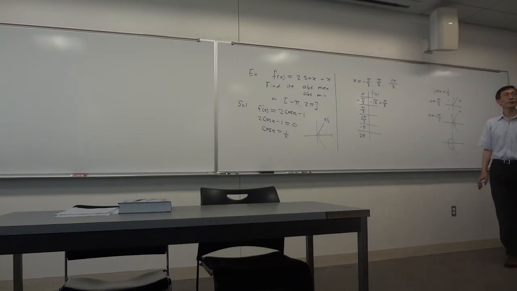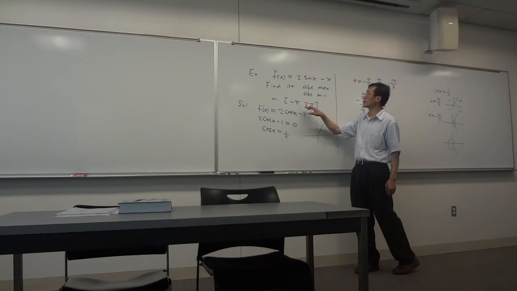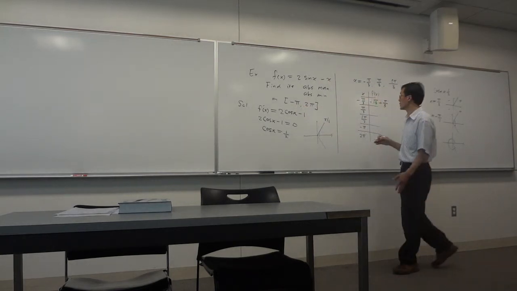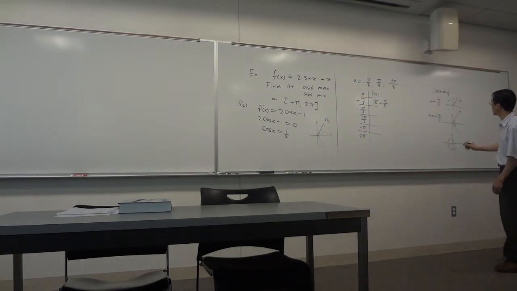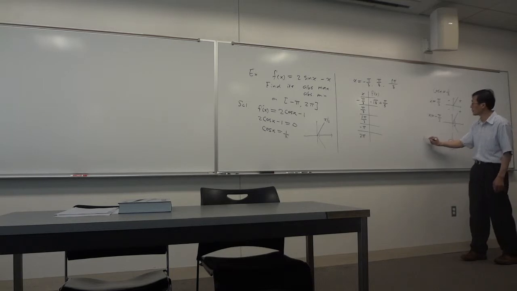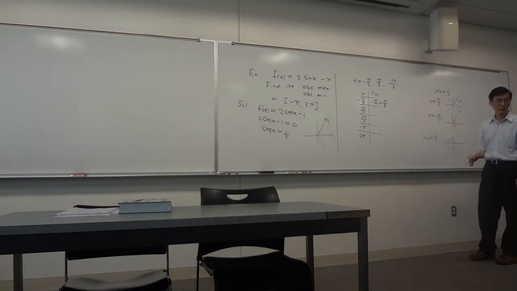Yes? How did you get over 3? Well, because I'm looking at the angles from here to here. In general, let me just finish this one first. The third one is 2 pi minus pi over 3, which is 5 pi over 3.